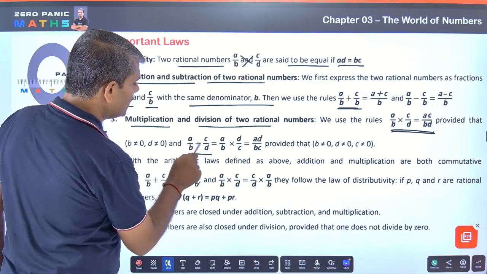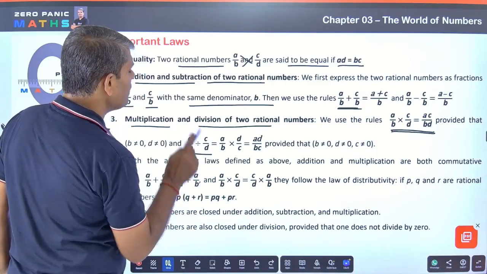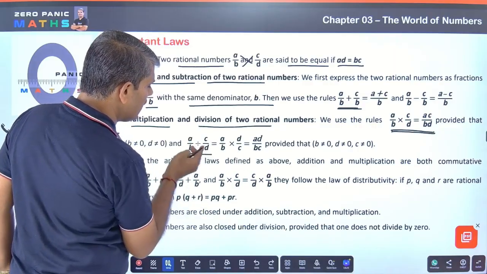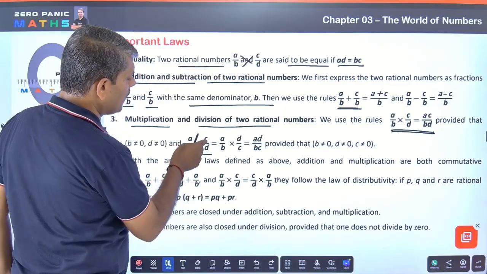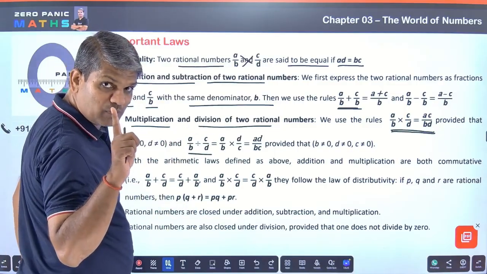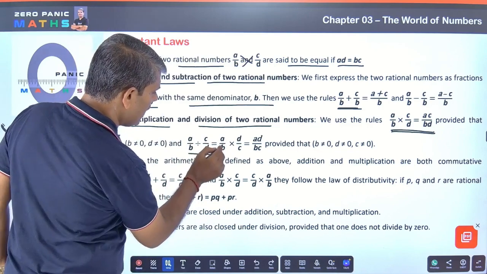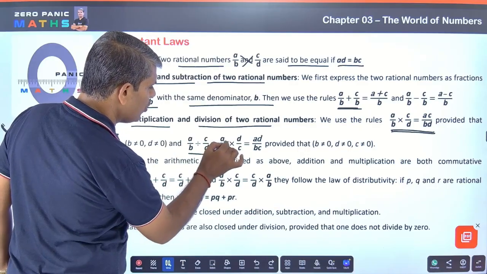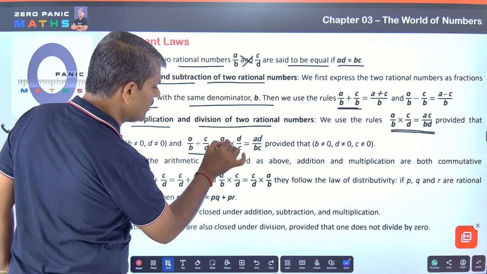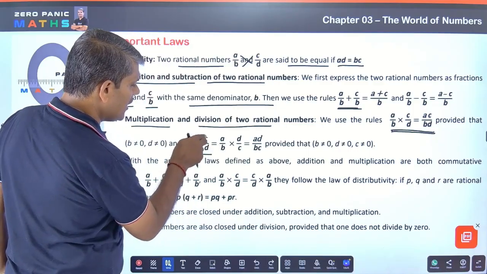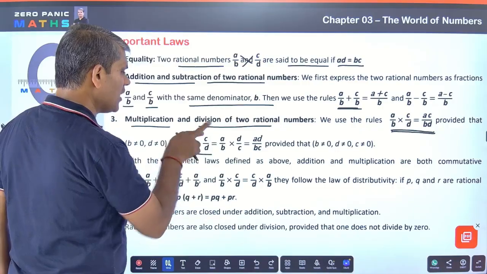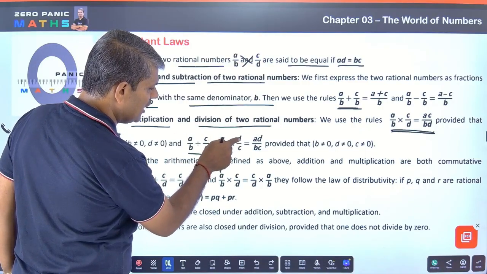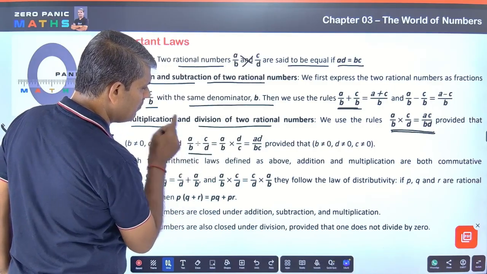When such a division is given, you can convert this division into multiplication by taking the reciprocal of the second number. Listen to me carefully. Keep a by b as it is. Convert this division into multiplication. When you convert division into multiplication, the second number will be reversed, so that here it becomes d by c. It was c by d previously.